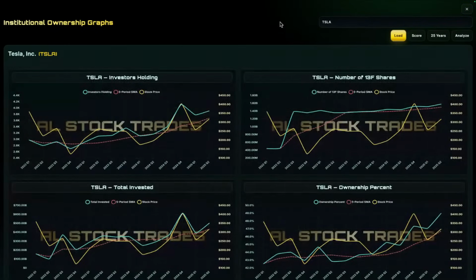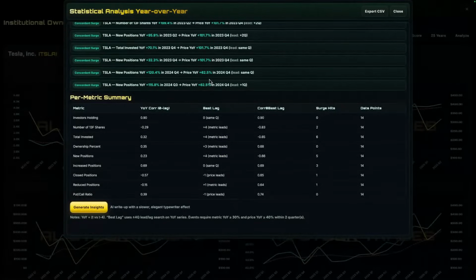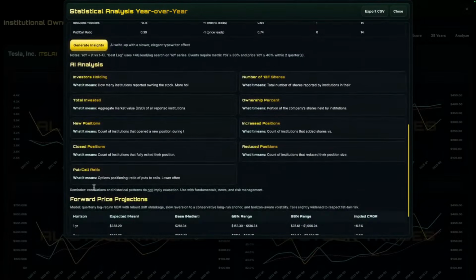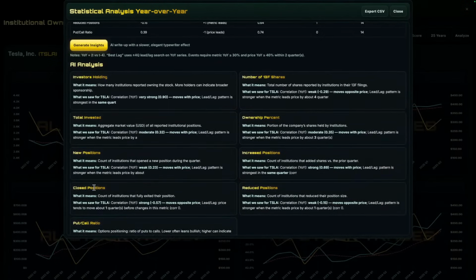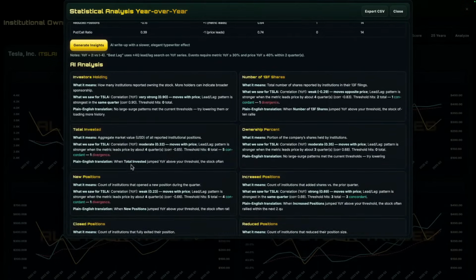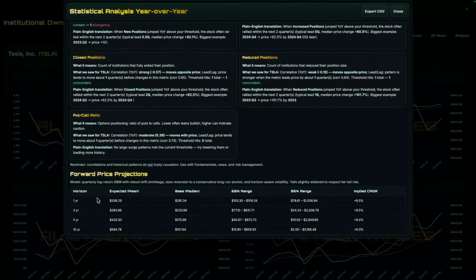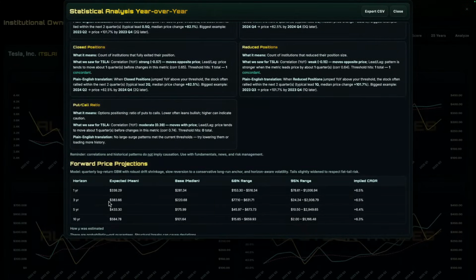We put in Tesla. We can do this here, but we could go ahead and analyze. We can run the analysis. Again, there's a couple more updates I wanted to do, and this will be released to lifetime access members. So you can see the 1 year, $338, 3 years, $383, 5 years, $433, 10 years, $584.